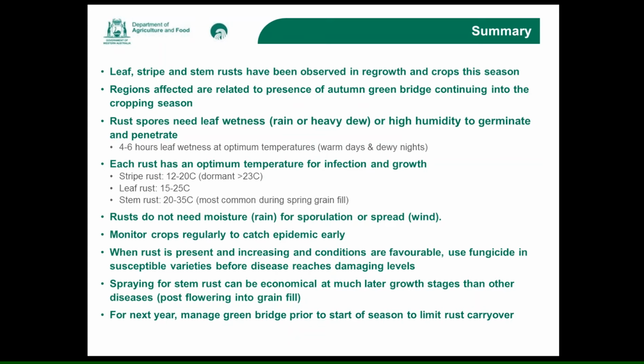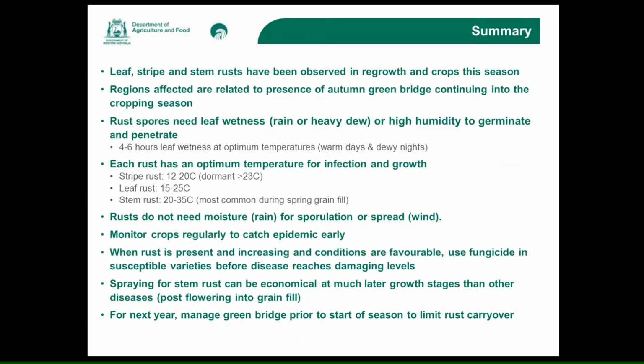I think stem rust is usually the sleeper in most seasons, and the one that probably gives me the most concern. It is a warm weather disease, 20 to 35 degrees, and that's why we mostly see it later in the spring, most commonly during grain fill. And often it occurs after we've stopped looking at our crops, and so it can jump out and bite us without us realising.